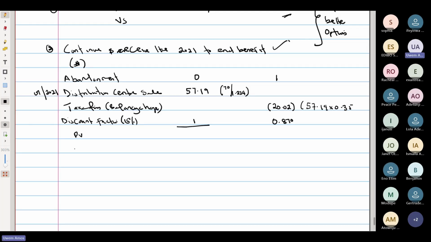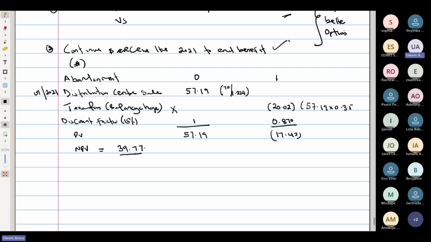And what's our NPV if we choose to abandon? Okay, so that multiplied by this gives us 57.19, and then we pay tax, 17.41. So what's our NPV if we abandon? 39.77. So if we abandon, we get a net present value of 39.77.